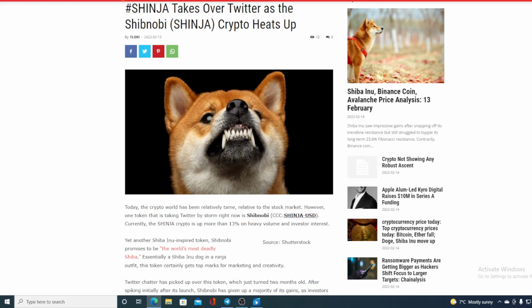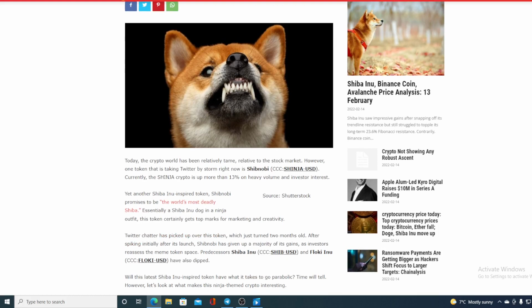Twitter chatter has picked up over this token, which just turned 2 months old. After spiking initially after its launch, Shibnobi has given up the majority of its gains as investors raced the meme token space. Predecessors Shiba Inu and Floki Inu have also dipped. Will this latest Shiba Inu-inspired token have what it takes to go parabolic? Stay tuned and stay till the end of this video, guys, when I inform you of that.